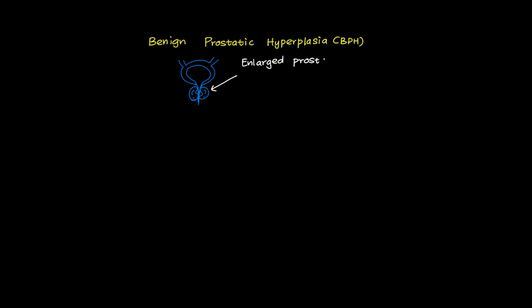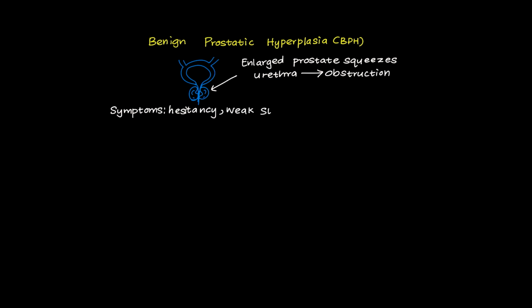As men age, the prostate gradually enlarges. When it gets big enough, it squeezes the urethra and creates a mechanical obstruction to urine flow. That's why you get hesitancy, difficulty starting the stream, and a weak flow once it does start. Nocturia, waking at night to urinate, happens because the bladder can never fully empty, so it fills up again quickly.